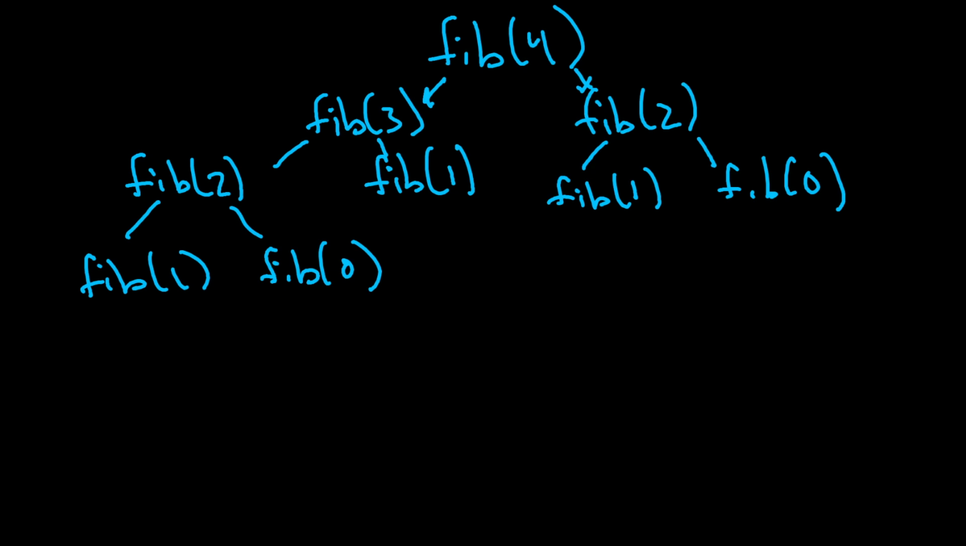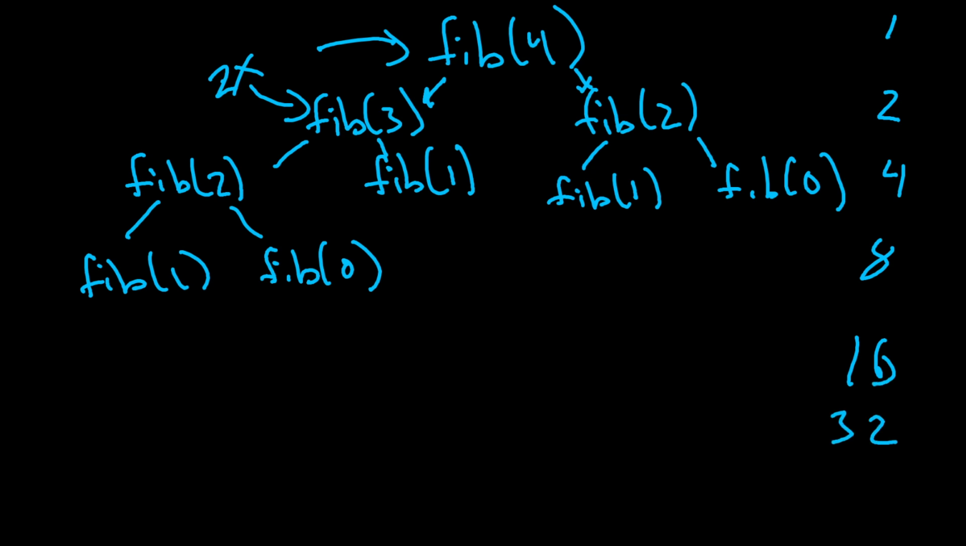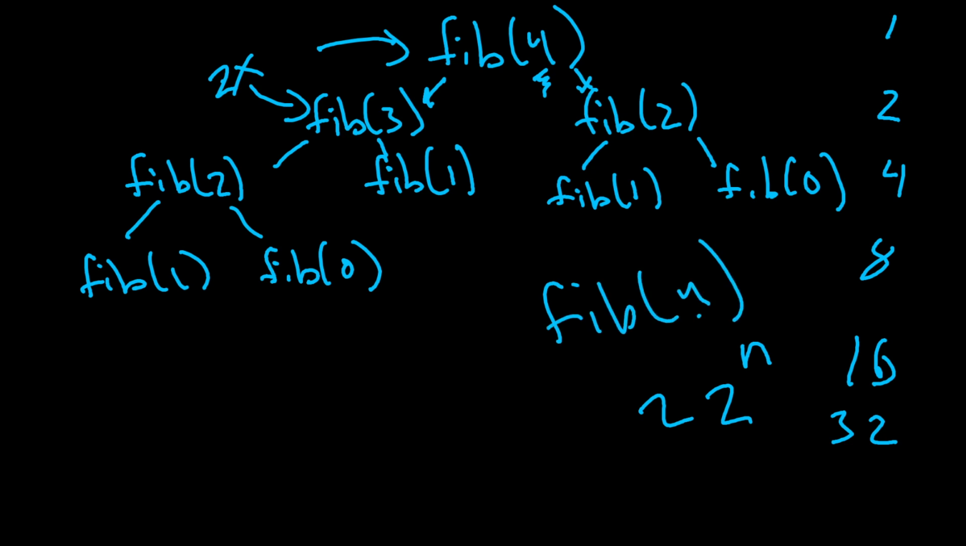If we look at each level here, this is going to spawn 2 times 2 more calls. So we're going to have 1 on this level, 2, 4. If the pattern continues, we have 8, 16, 32. Effectively, it's approximately 2 to the n, where n is the index of the number we want. That's sort of a problem.